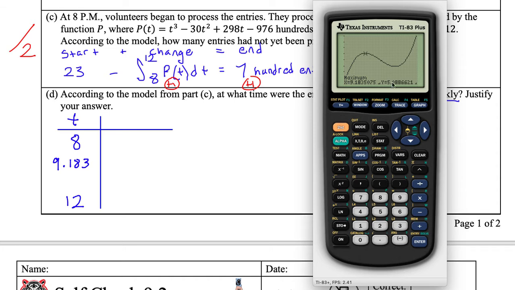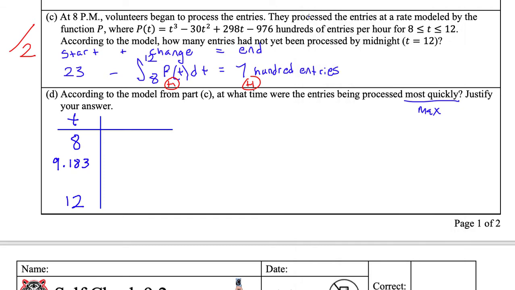So I'm going to do, well, I don't have to, but I guess I'm just going to put it out there for the sake of doing it. What is the minimum? I'm going to guess that this is about at 11, so I'm going to say between 10 and 11.5. I'm going to guess 11. It's going to tell me it's at 10.816. So those are the t values.